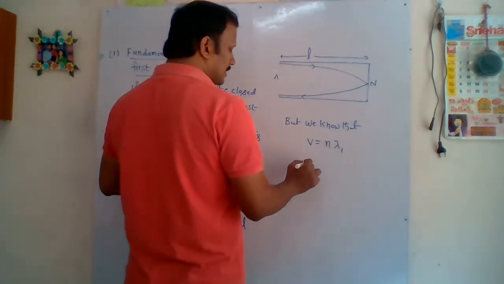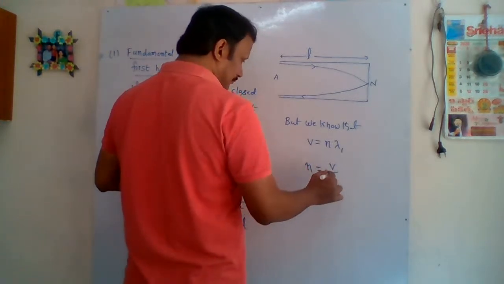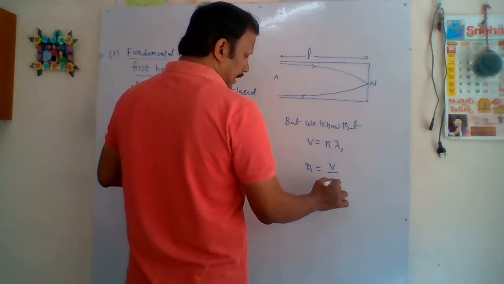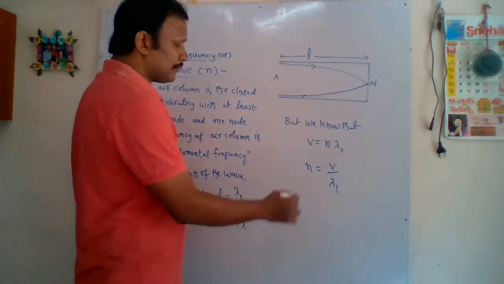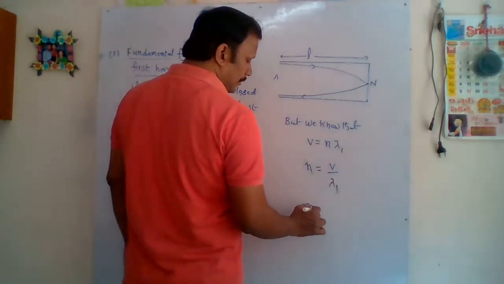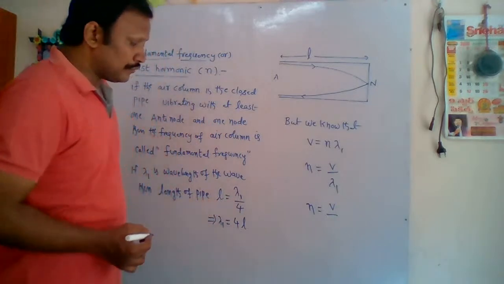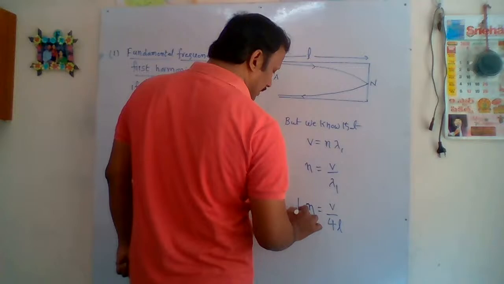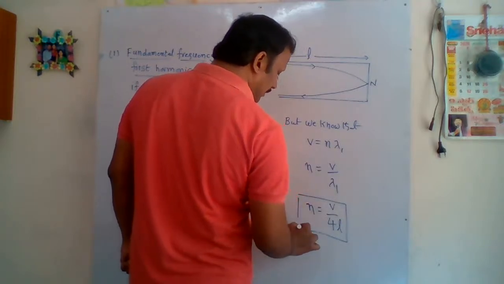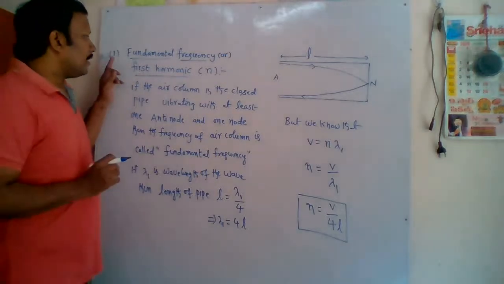Therefore N is equal to V by lambda 1. The value of lambda 1 is 4L. Therefore N is equal to V by 4L. So this is the fundamental frequency expression.